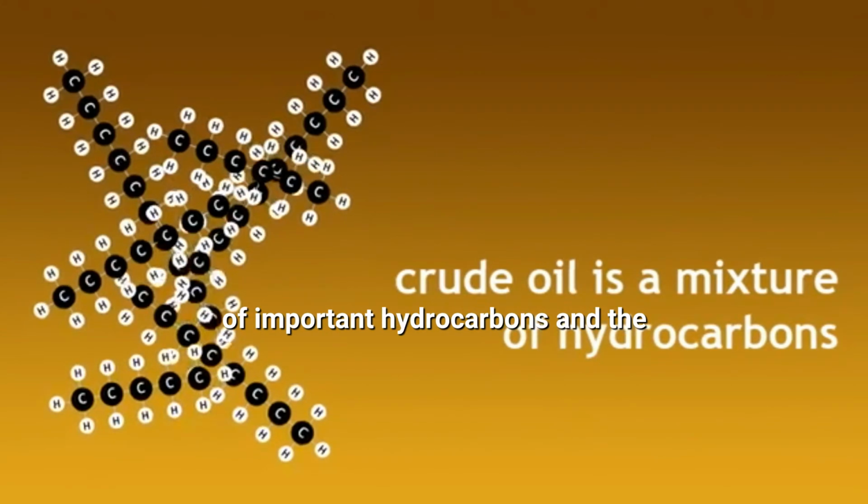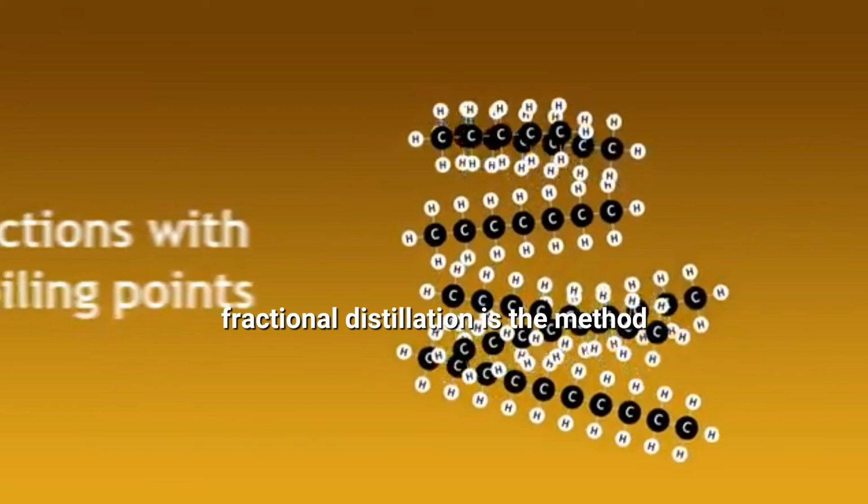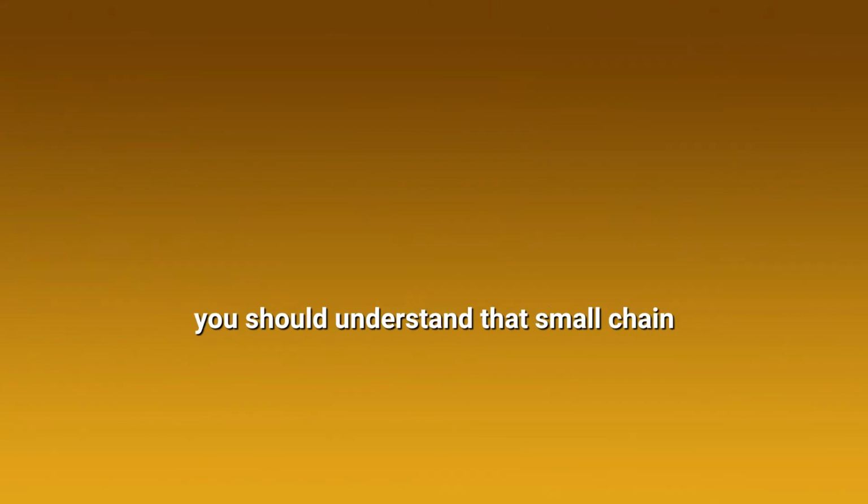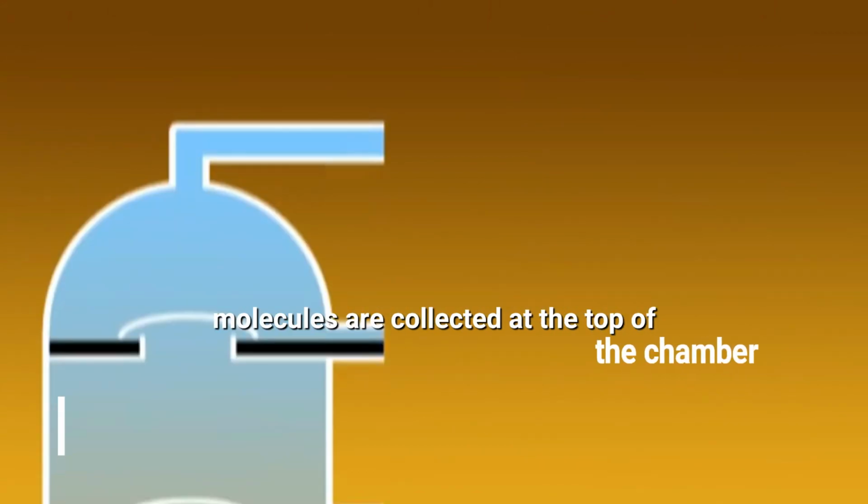Now at the end of this lesson, we understand that crude oil is a mixture of important hydrocarbons and that fractional distillation is the method used to separate crude oil into useful fractions with similar boiling points. You should understand that small chain molecules are collected at the top of the chamber.